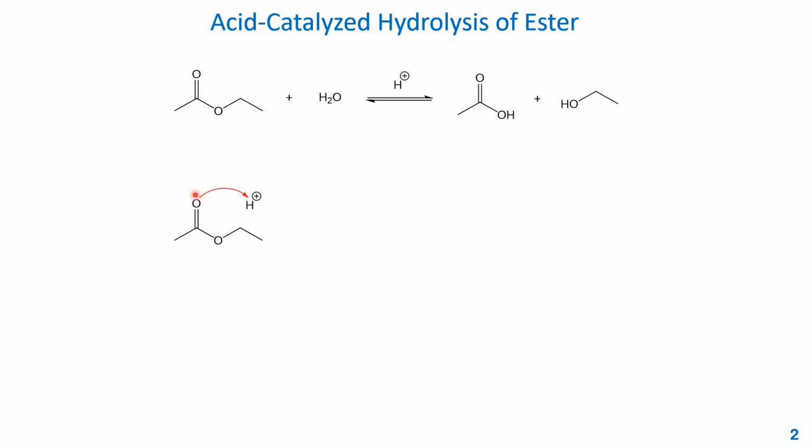So the lone pair on the oxygen attacks this proton, protonation happened, and then this carbon here will be more electrophilic. Then water as the nucleophile will attack this carbon, the oxygen's lone pair attacks this carbon and then breaks that pi bond and then forms this tetrahedral intermediate.